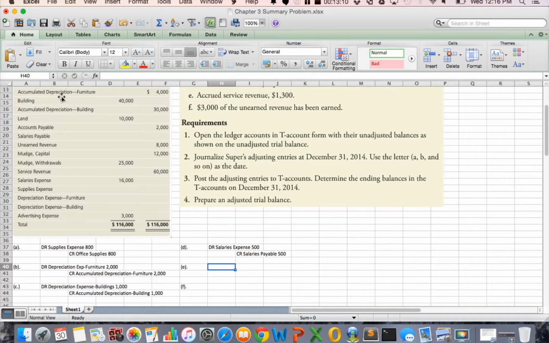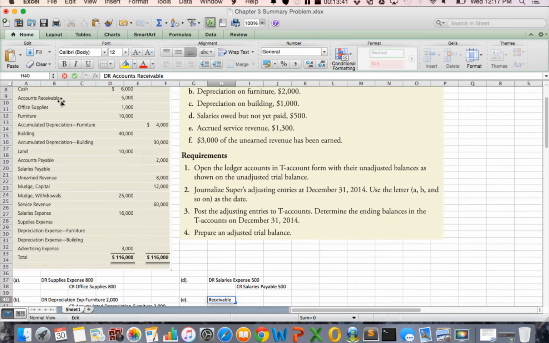Okay, so now E, accrued service revenue. Well, right there in the information, it tells you what type of adjusting entry this is. Accrued revenue. Okay, so what does my template look like for accrued revenue? What's the debit? Someone either by memory or look back on your notes. What should I be looking for here? Okay, always going to be accounts receivable. So I would look at my template, and then I would look over here and make sure I have an accounts receivable account on my ledger, and I do.